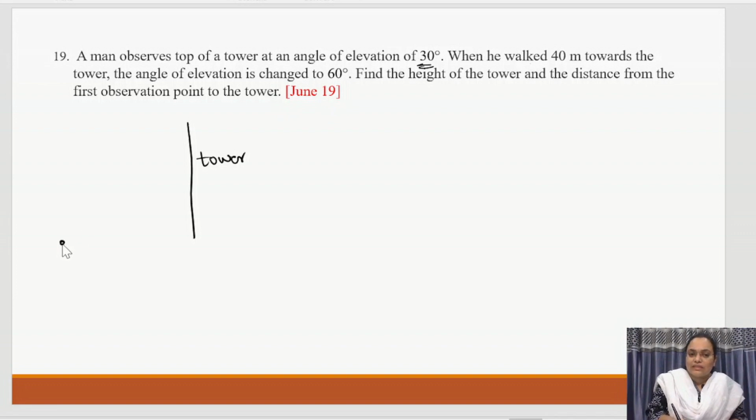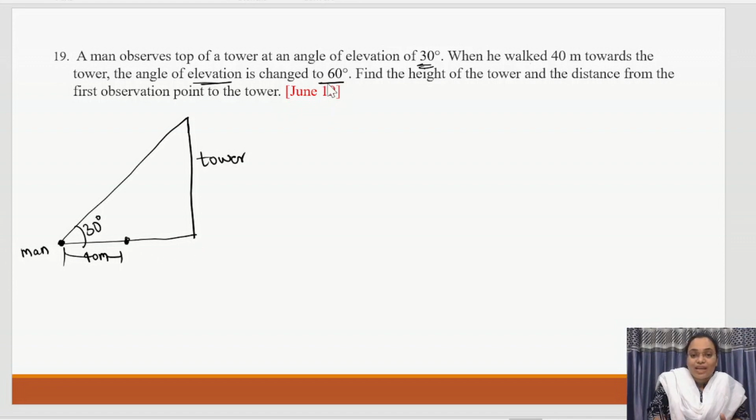Suppose this is a man standing here. He observes the top of the tower at an angle of elevation of 30 degrees. Then he walked 40 meters, so this will be 40 meters. When he walked 40 meters towards the tower, the angle of elevation changed to 60 degrees. Again from here, an angle of elevation has been formed. This has changed from 30 to 60.